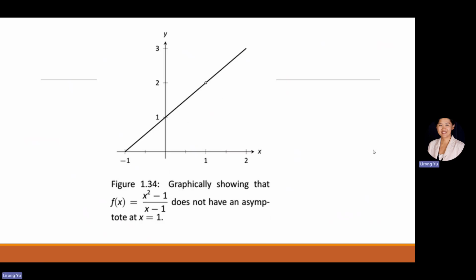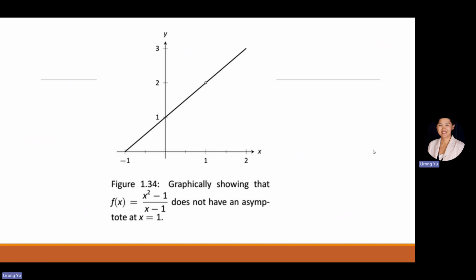Okay, this is another example where we do not have a limit of infinity. We do not have an asymptote because x squared minus 1 divided by x minus 1. We had that division before. The answer is x plus 1. So they actually have very similar behavior to a straight line. This function is a straight line with one single point removed. So this function does not have an asymptote.